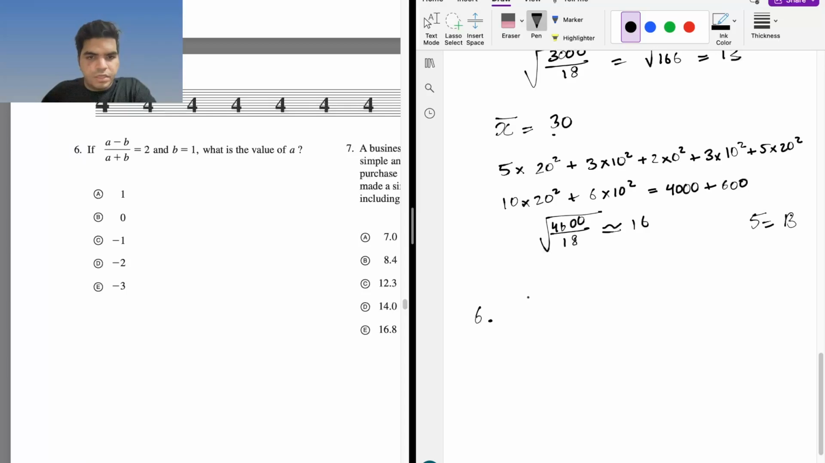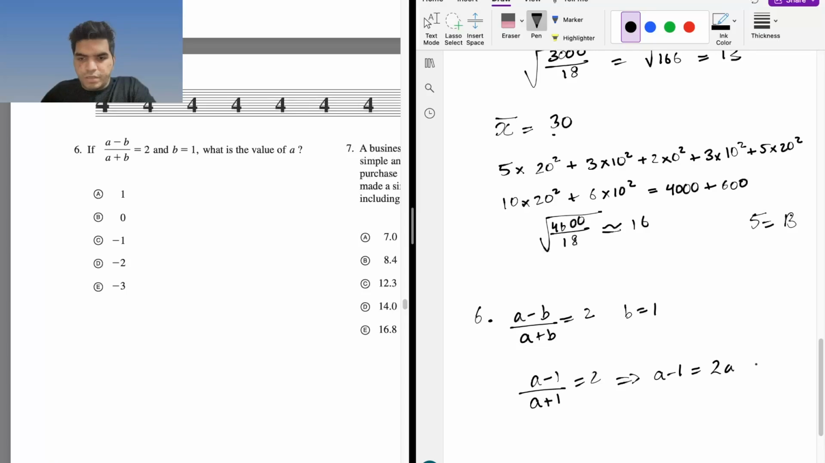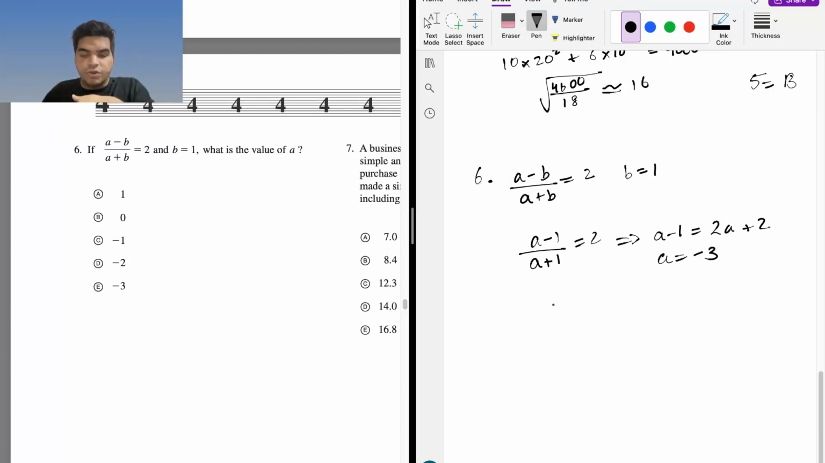Sixth question, A minus B upon A plus B. Very straightforward question, where B is equal to 1. So, what is the value of A? Plug in the values. So, A minus 1 upon A plus 1 is equal to 2, which implies A minus 1 is equal to 2A plus 2. So A is equal to minus 3. You can even verify the solution you got. So A minus 1 will be equal to minus 4. The denominator is minus 3 plus 1, that is minus 2.